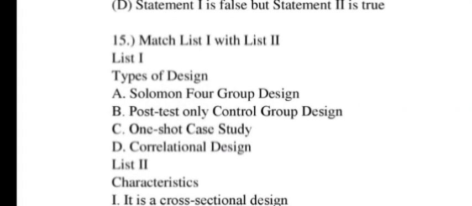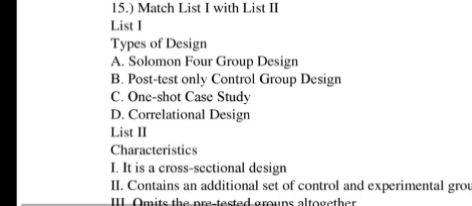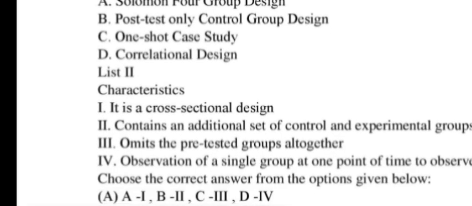Number 15 says, match list 1 with list 2. In list 1, we have types of design. That means A, B, C, D. A, Solomon four group design. B says post test only control group design. C says one shot case study. D says correlational design. Similarly, list 2 says characteristics 1, 2, 3, 4.